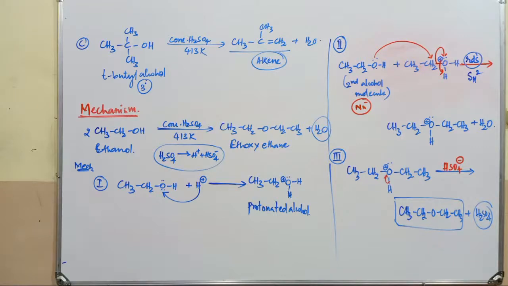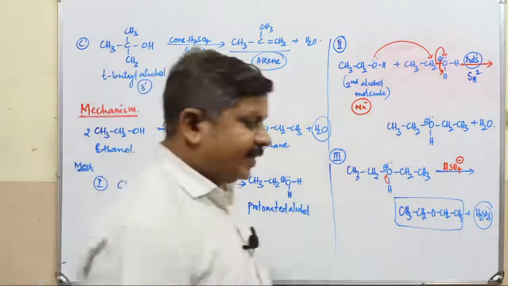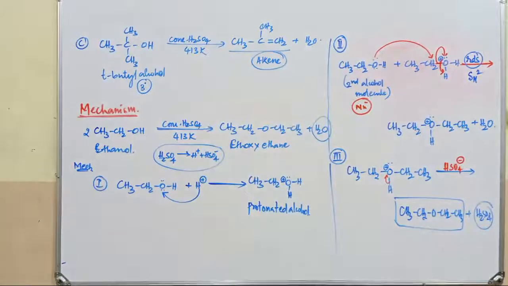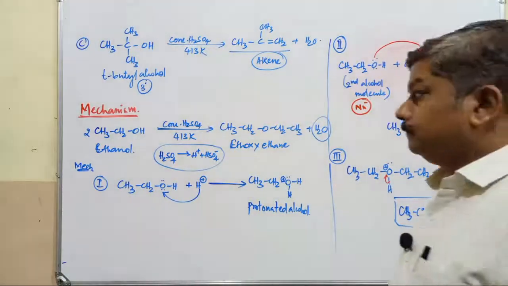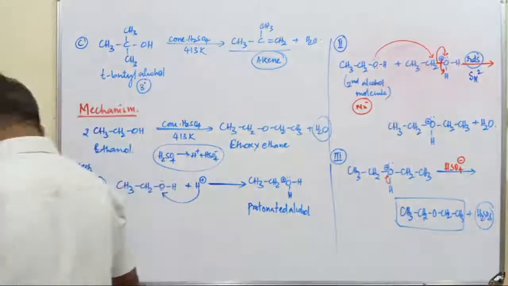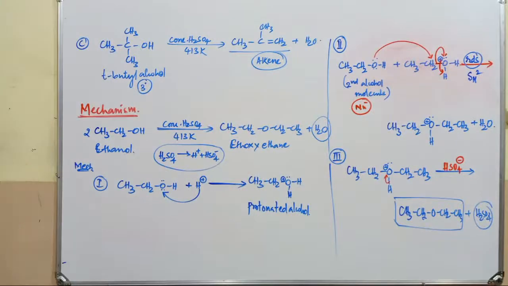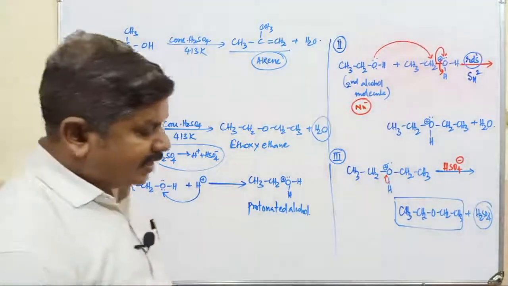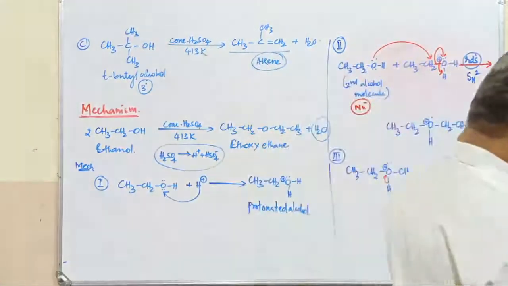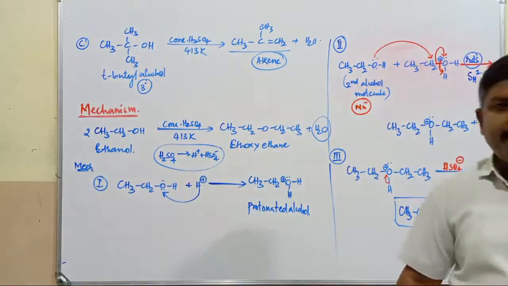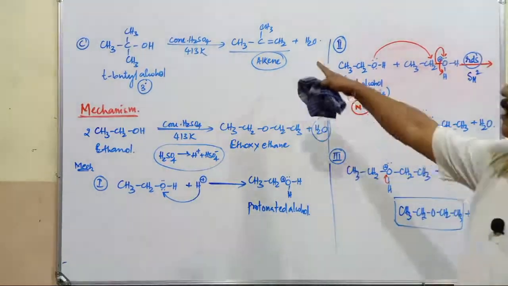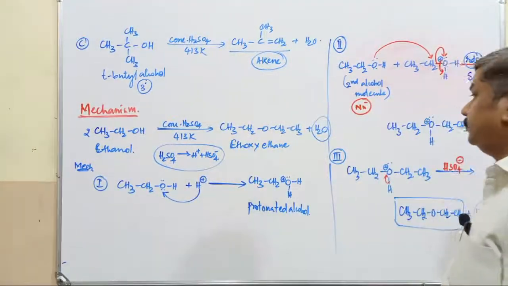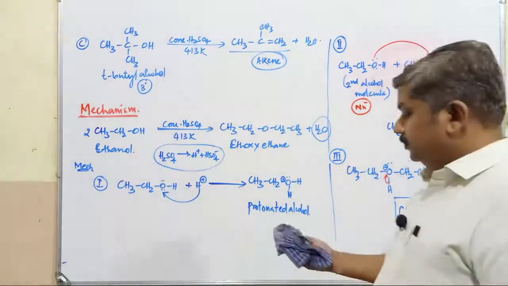Three steps are there in the mechanism. Primary alcohol gives better yield than secondary and tertiary alcohols. Tertiary alcohol will not give ether compound, it gives only alkene compound. Right? Okay.